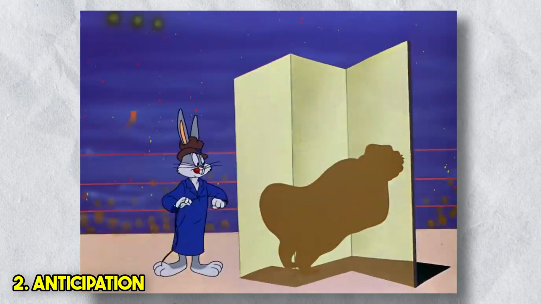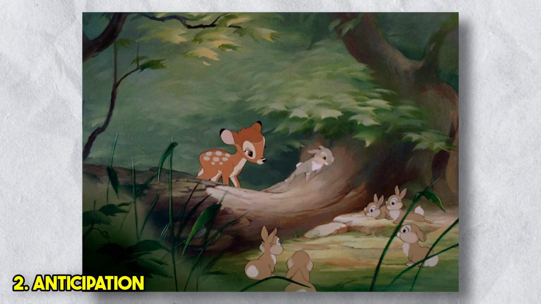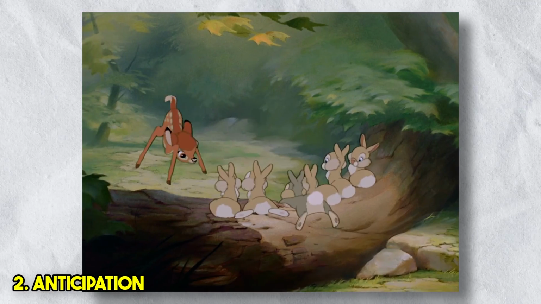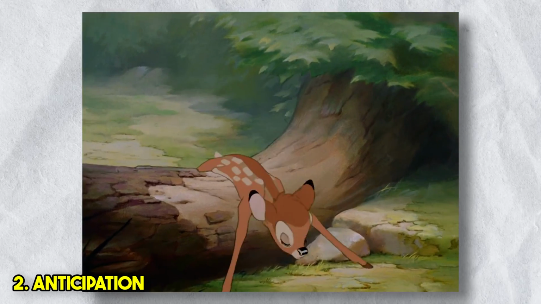The second principle is anticipation. This is generally used to let your audience know that something is about to happen, like a wind-up before a big punch. The level of anticipation should match the intensity of the action. A small hop might have a subtle wind-up, while a powerful jump needs a more pronounced anticipation. Remember, anticipation is all about giving the audience a heads up and making your animations feel more dynamic and authentic.